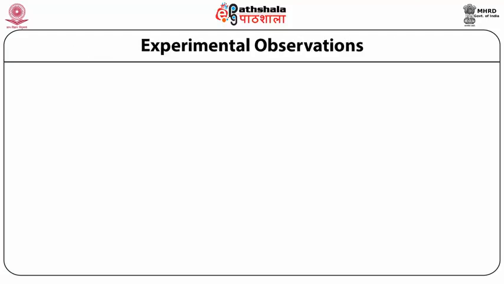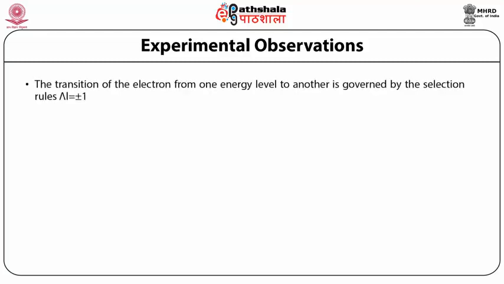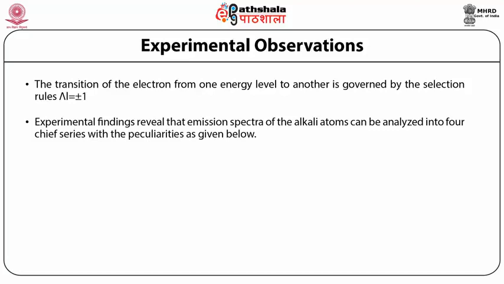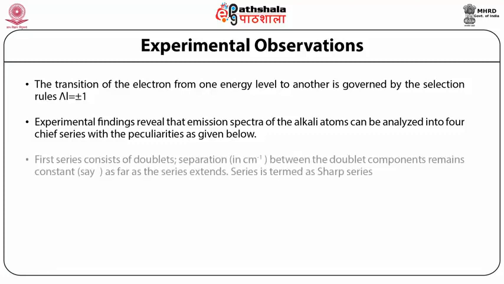There are certain experimental observations. The transition of the electron from one energy level to another is governed by the selection rule Δl = ±1. Experimental findings reveal that the emission spectra of the alkali atoms can be analyzed into four chief series with peculiarities we can discuss. The first series consists of doublets, and the separation in cm⁻¹ between the doublet components remains constant as far as the series extends. This series is termed the sharp series.